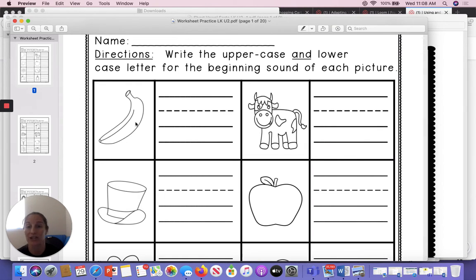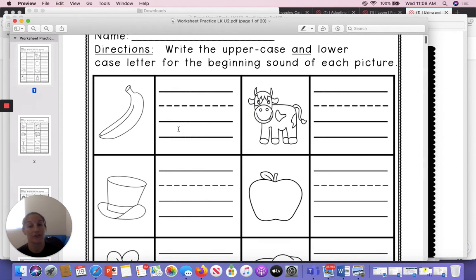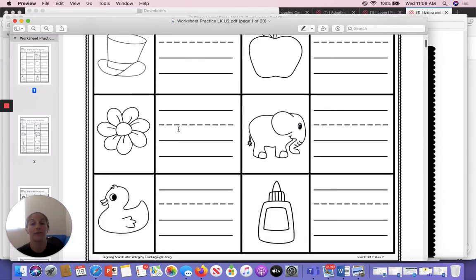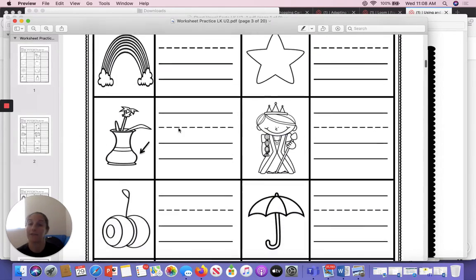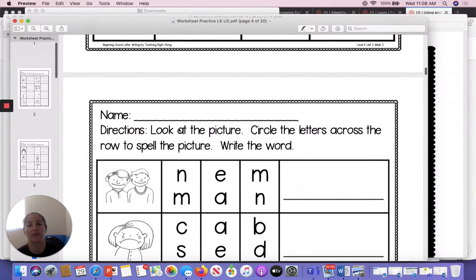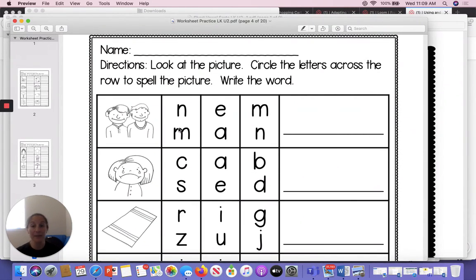So banana starts with B and B says B. So on this line, you would write an uppercase and a lowercase b. Same modifications as before. If your student cannot write the letters themselves, you can write them with a highlighter and then have them trace. And the first few pages go through these beginning sounds. The next few pages, we have to look at a picture and figure out what it's a picture of and then find the letters to spell that word.